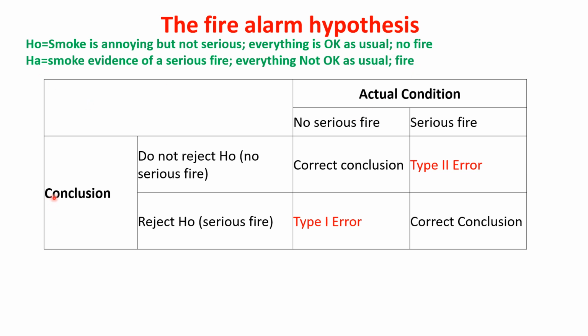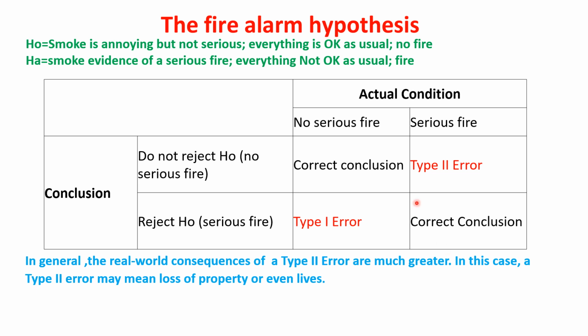Now conclusion. Now no serious fire, and actual condition, there is a correct conclusion if there is no serious fire. But if there is a serious fire, then type 2 error will be there. Are you getting me? Serious fire, you are concluding, and there is no serious fire, that is a type 1 error, and correct conclusion if there is an occurrence of the serious fire.